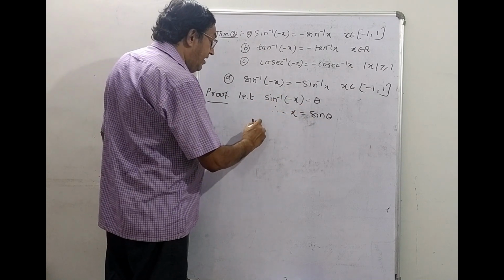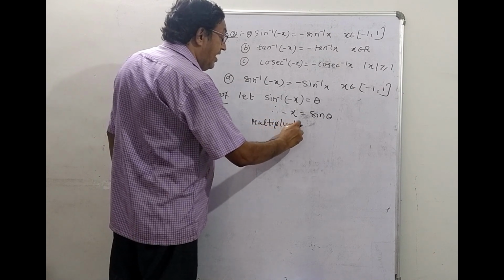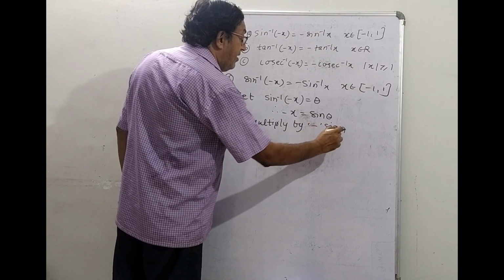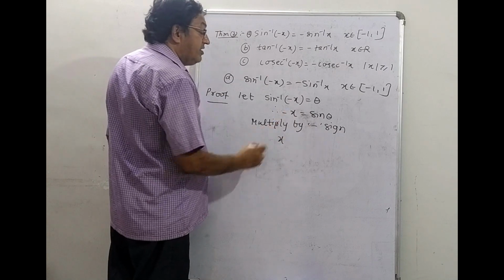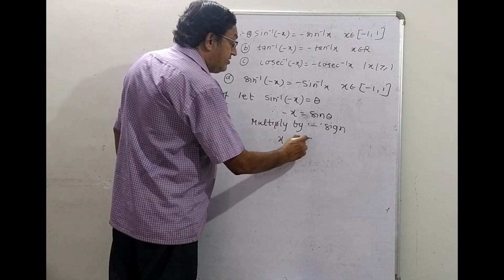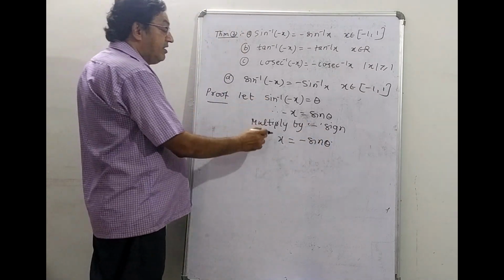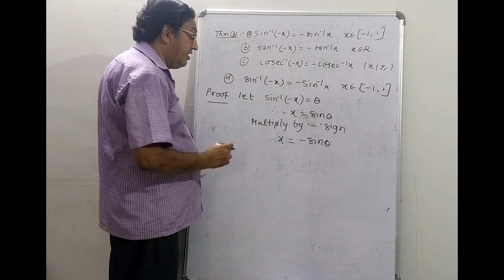Now multiply by the minus sign. If you multiply by the minus sign, minus into minus becomes plus x, and here plus into minus becomes minus sine theta.